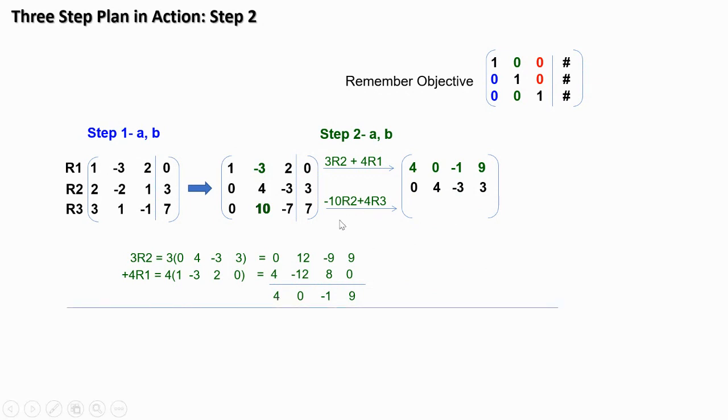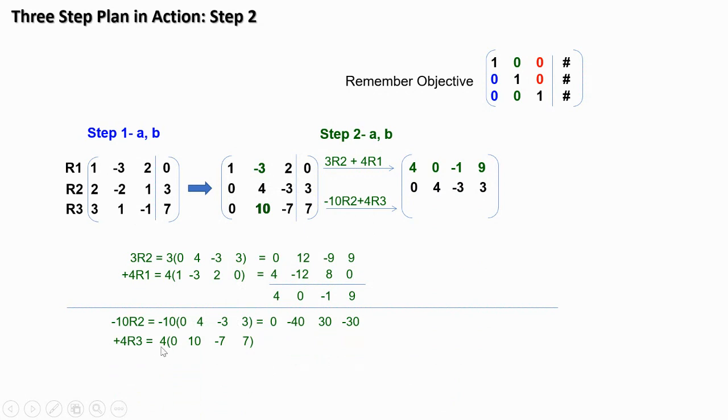Now I'm going to eliminate this one here, the 10. And this is the operation I'm going to execute here. So negative 10 row 2 gives us negative 10 times row 2. You see, there's my row 2, there's my row 2. So once I distribute, I get 0, negative 40, 30, and negative 30.